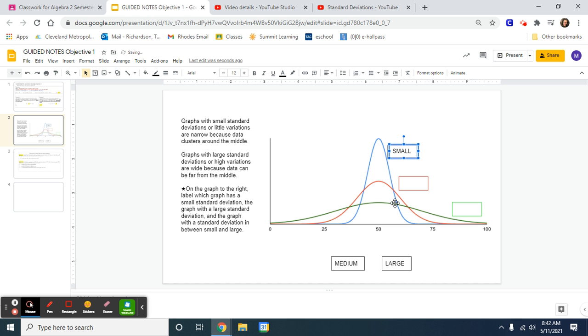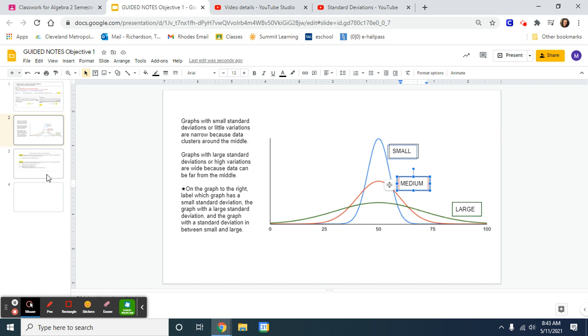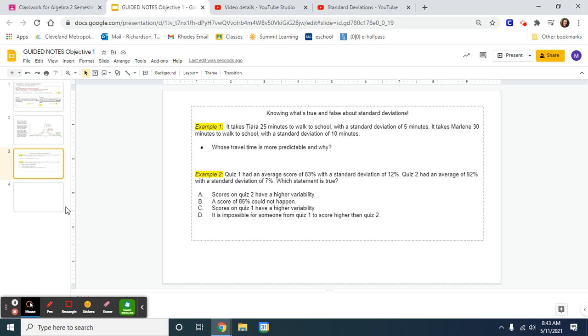Okay. On the flip side of that, the large deviation is going to be this green graph because the numbers are spread out very far. The deviation's large. And then what we're left with is a medium, which is our red, because it's somewhere in between small and large. So small would be like if your deviation's like 1, large could be something like 10 or 20, and medium is somewhere in between, maybe 5. Okay? So let's think about this as we go into our last problem, slide 3.